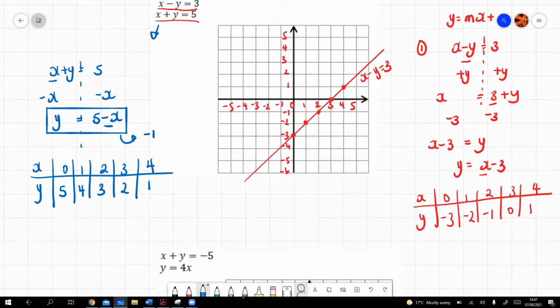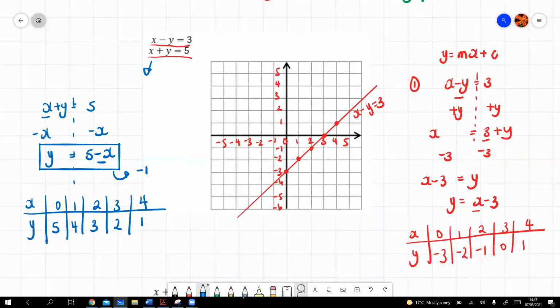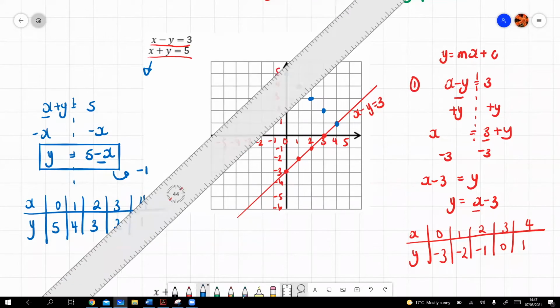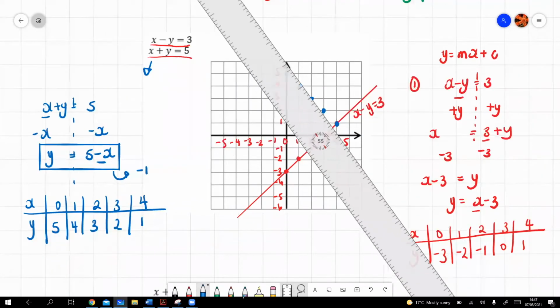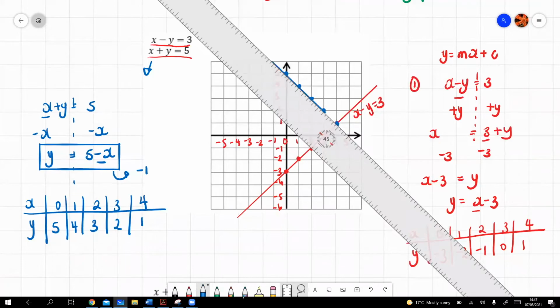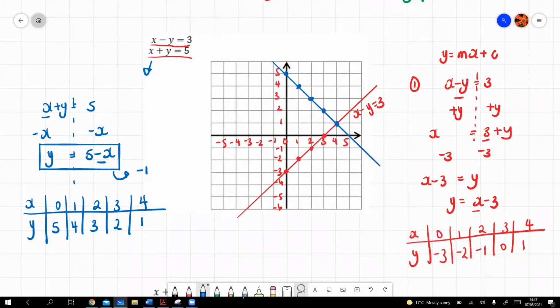Let's plot the points then: 0, 5; 1, 4; 2, 3; 3, 2; and 4, 1. Get your ruler, and draw your line. Label your line. I'm going to label it what the examiner or the first question said it was. You can see it intersects there. So we're going to say x is 4 and y is 1.